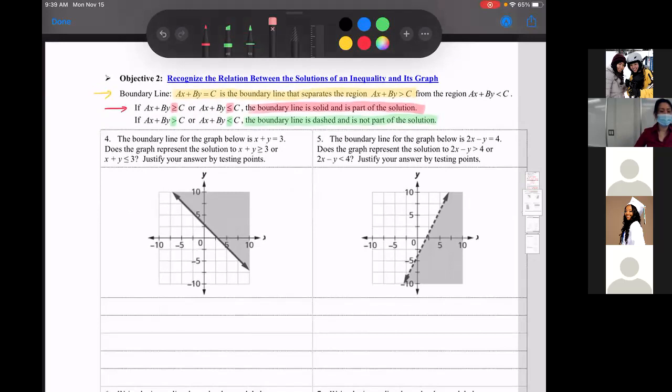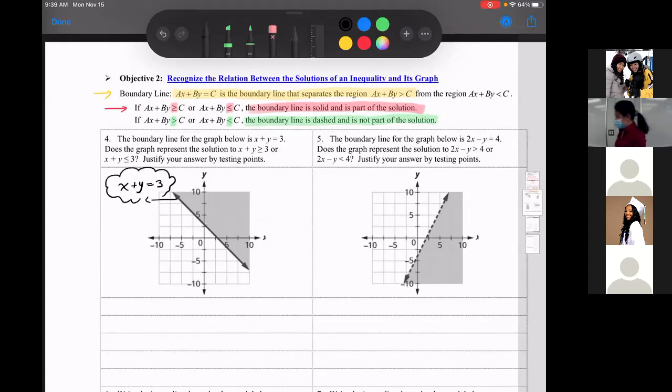Number 4, the boundary line for the graph below is x plus y equal 3. Does the graph represent the solution to x plus y greater than or equal to 3 or x plus y less than or equal to 3? Justify your answer by testing a point. Okay, so they give you a line. That line represents x plus y equal 3. So this black line right here is x plus y equal 3.